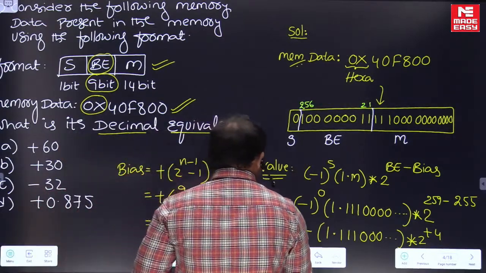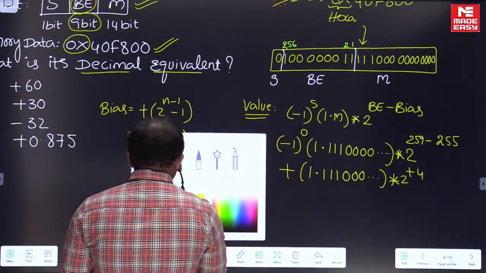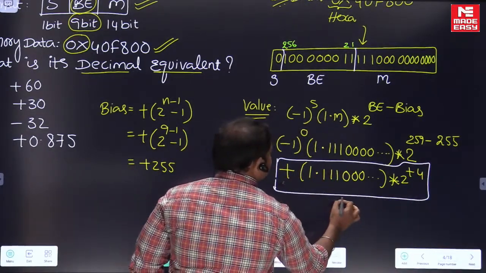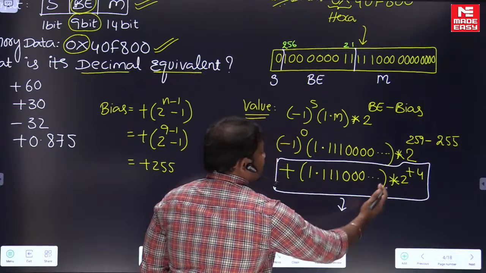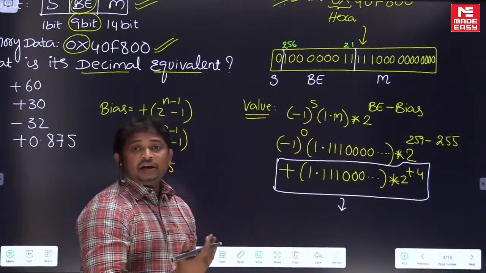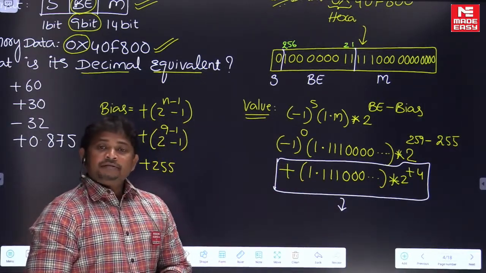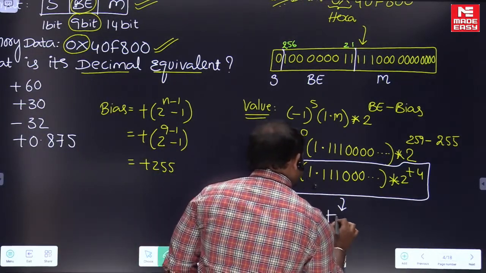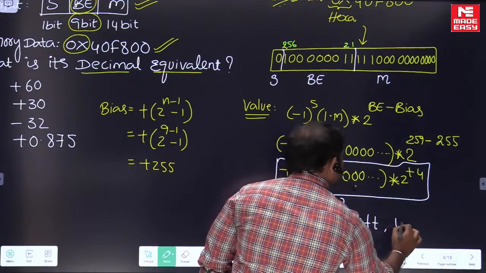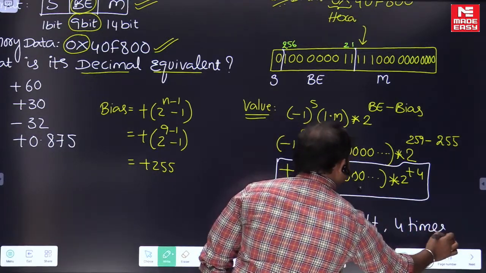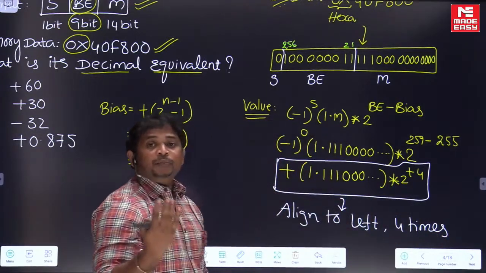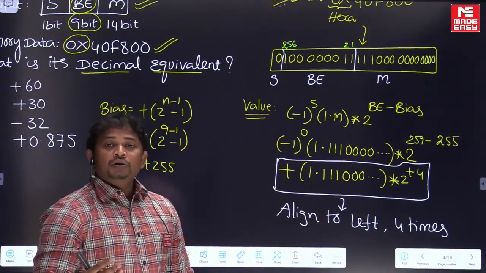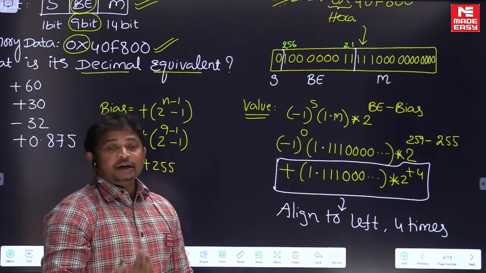To give the decimal value, make this exponent 0. To make the exponent 0, align the data to the left direction 4 times. So when the data is aligned to the left 4 times, the exponent is decremented by 4. So plus 4 minus 4, so the exponent becomes 0. Therefore take the positional weights and report the answer.